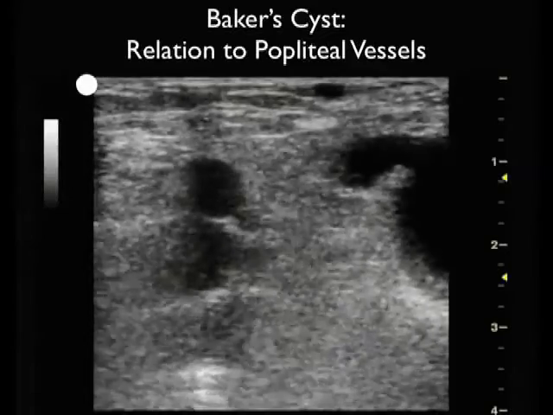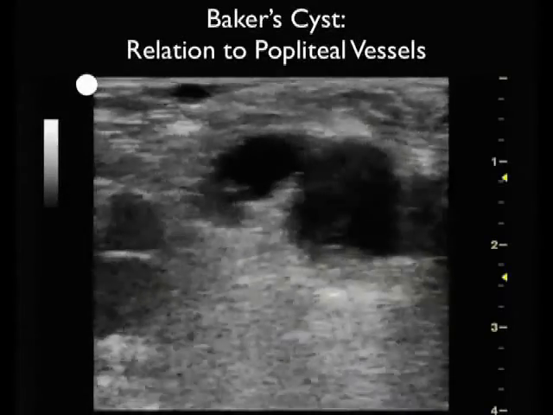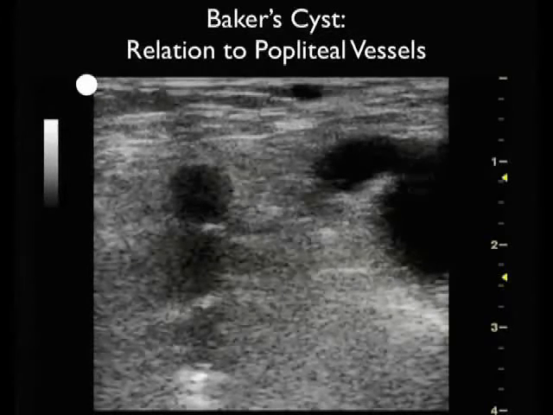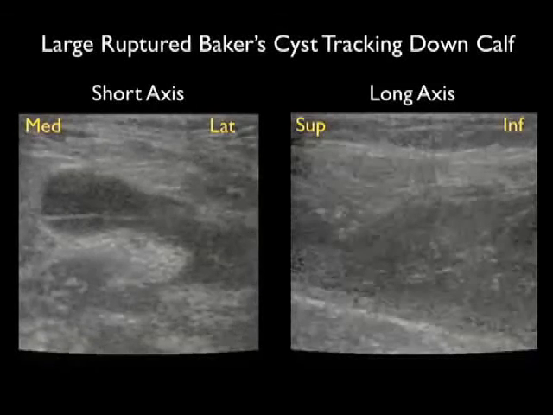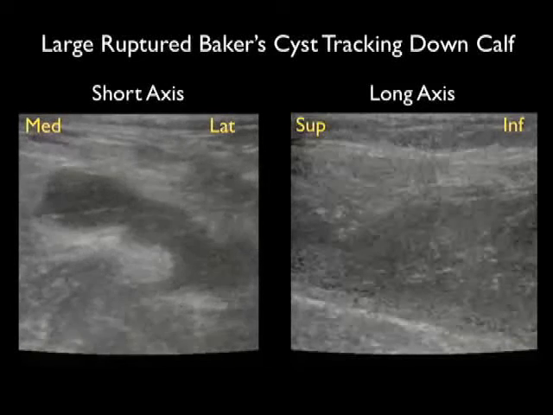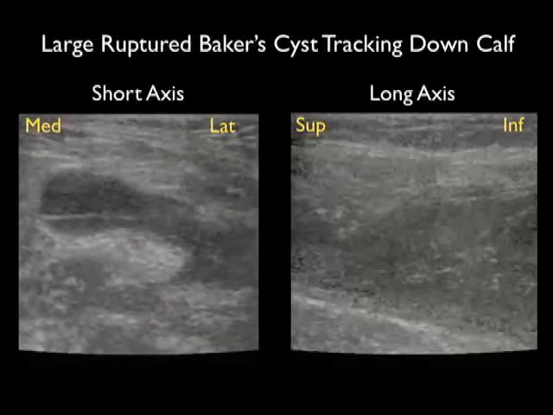Baker's cyst in its relation to the popliteal artery and vein. Here we see the single superficial Baker's cyst to the right in its relation to the popliteal artery and vein seen deeper on the image and to the left. And note that they have very different appearances, that the Baker's cyst is a single structure in contrast to the paired popliteal vessels. In this video clip, we see a large ruptured Baker's cyst tracking down the calf and closely approximating a DVT on clinical examination.